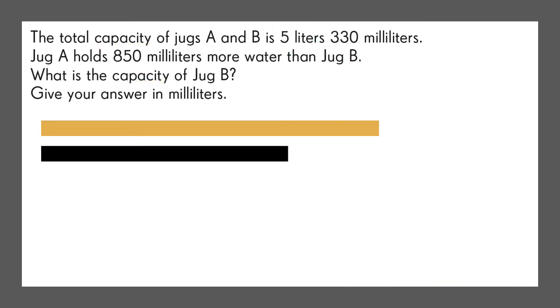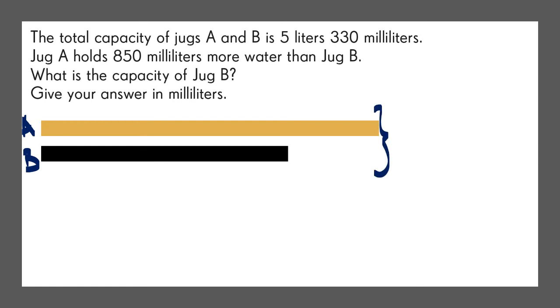Okay, we have some more information. The total capacity of A and B together is 5 liters, 330 milliliters. Jug A holds 850 milliliters more than jug B. What is the capacity of jug B? We're going to give our answer in milliliters. Let's label our bar model. So this is A and this is B.